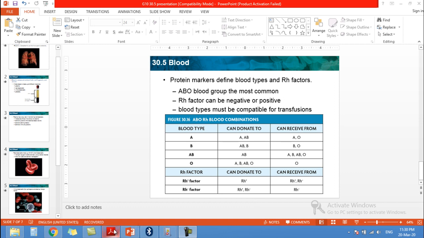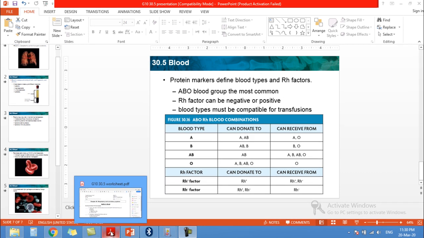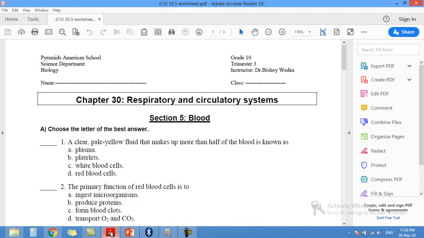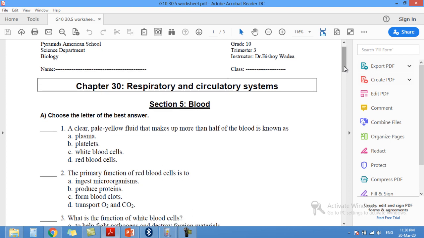Now let's move on to the classwork. You will find this sheet on the school site on your pages, and we will solve part of it in the classwork as we always do, and the remaining part will be your homework, and you will send it to me by the deadline.